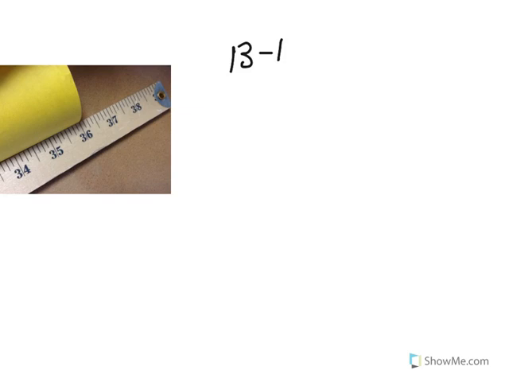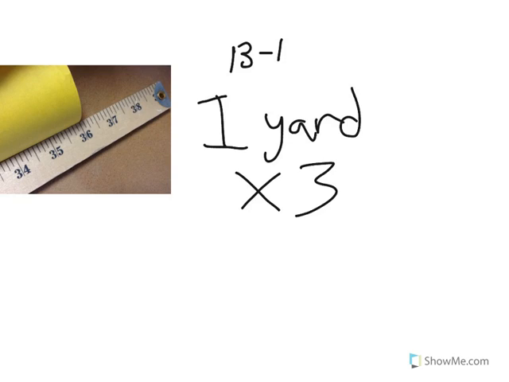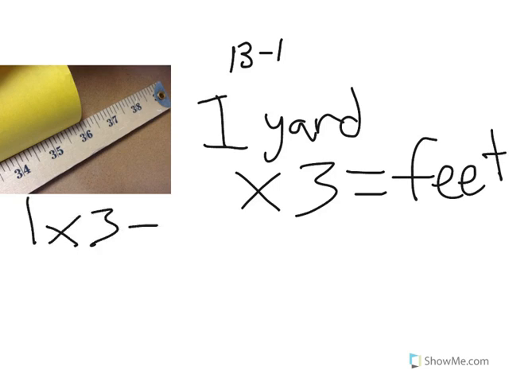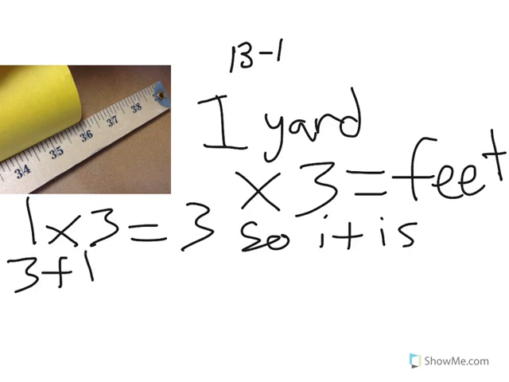We know that 1 yard is 3 feet. So now we have to figure out how many inches are in 3 feet. Okay, so if this is 1 yard, to find how many feet it is, we have to times by 3. How many yards it is times by 3 to get the number of feet. 1 times 3 equals 3. So it is 3 feet.